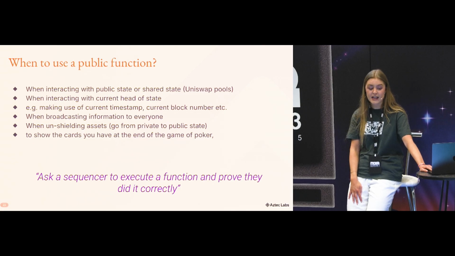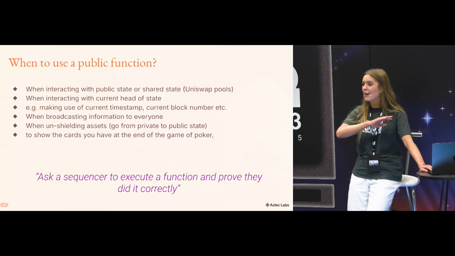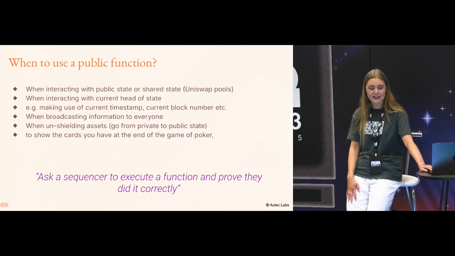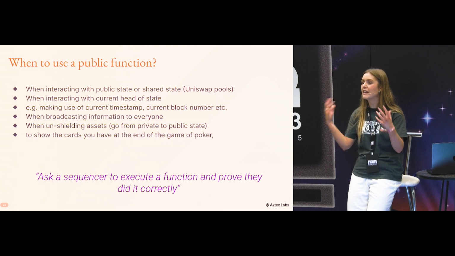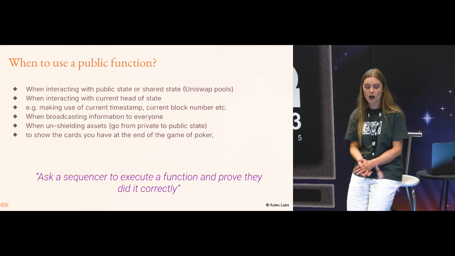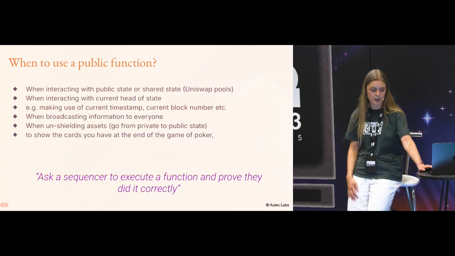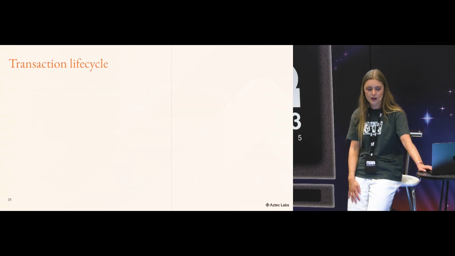Interacting with current head of state, using the block data, block timestamp, that sort of thing. If you want information to be available to everyone, of course you need it to be public so that everyone can see it. Taking data from private to public. And then also anything which you want to reveal at a later date. Let's say it's like a card game and you want to reveal the cards at the end of the game. You'd need to use a public function to be able to do that.